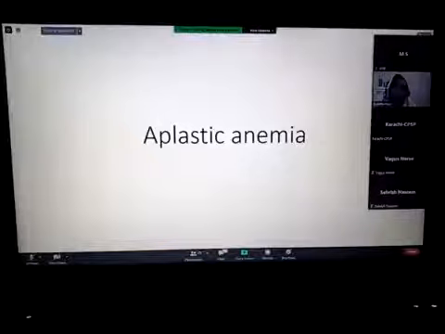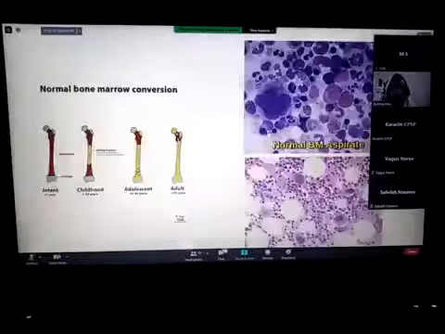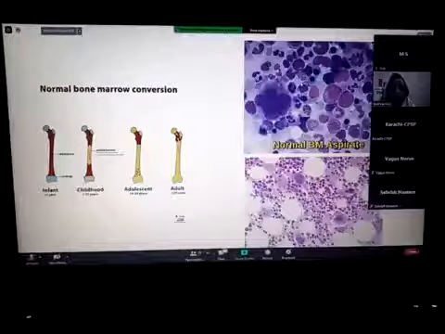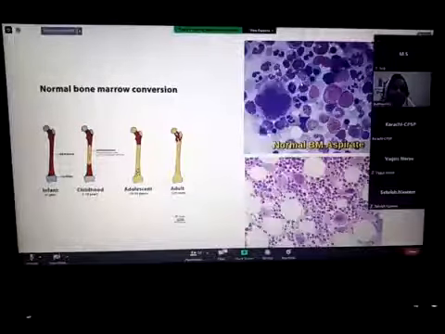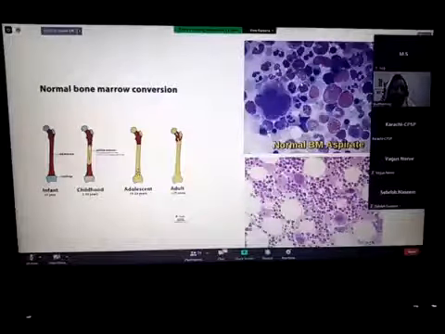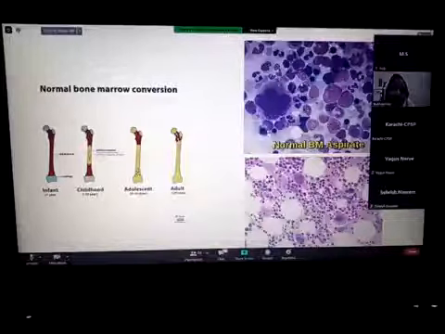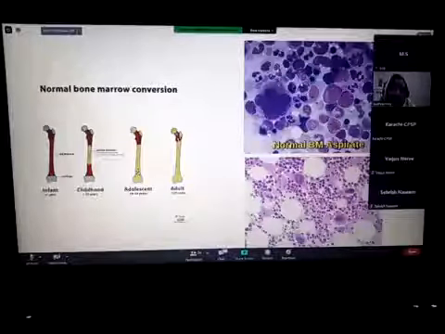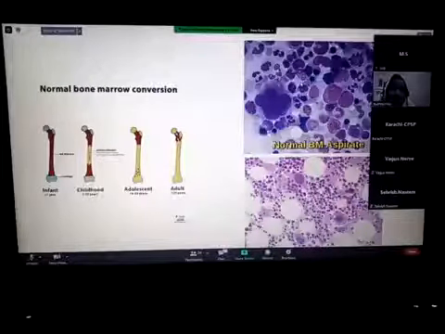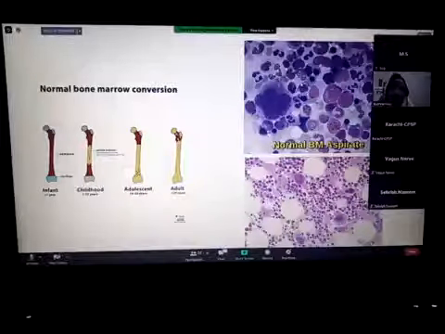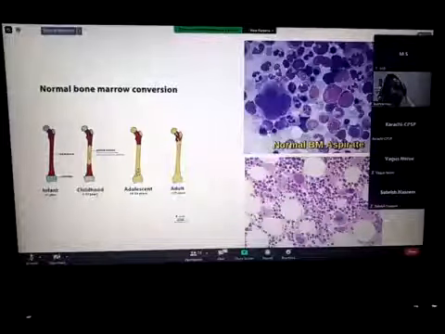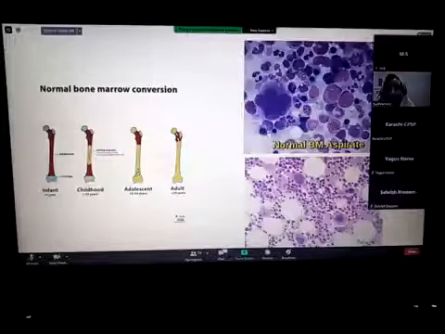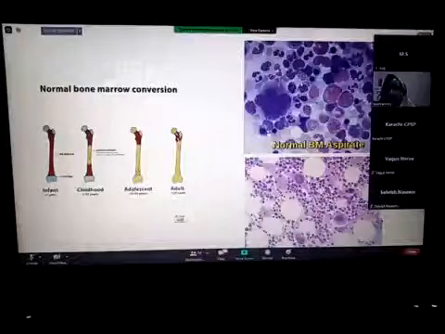With this, we come to another type of normochromic normocytic anemia, which is aplastic anemia. And here I want to tell you that in an infant, the marrow is entirely red, that is all the marrow is involved in the production of red cells, or erythropoiesis. But as the patient ages, it starts converting into yellow marrow, and in the adult, almost all of it is yellow except for the upper end of the femur and upper end of the humerus, where erythropoiesis is still going on.